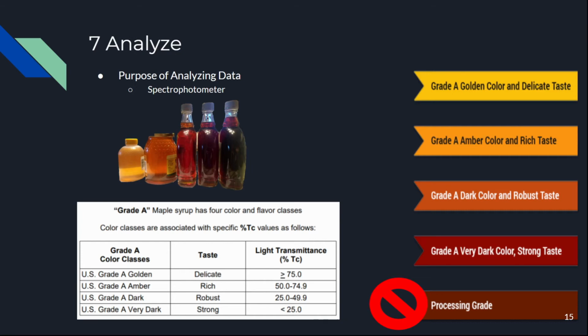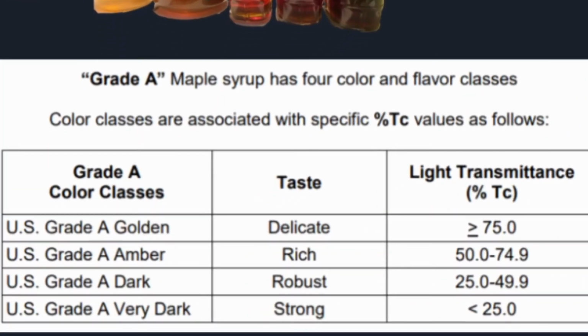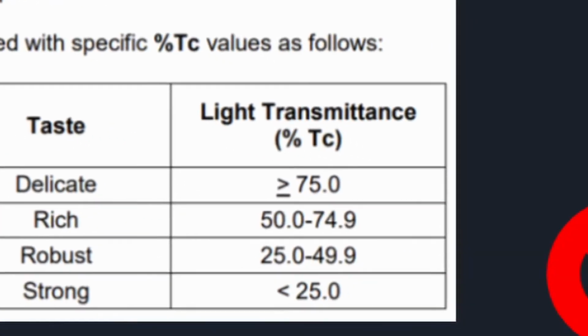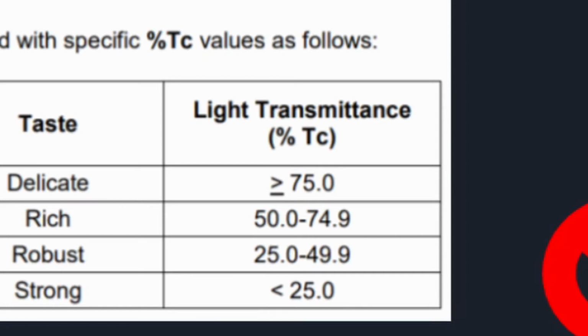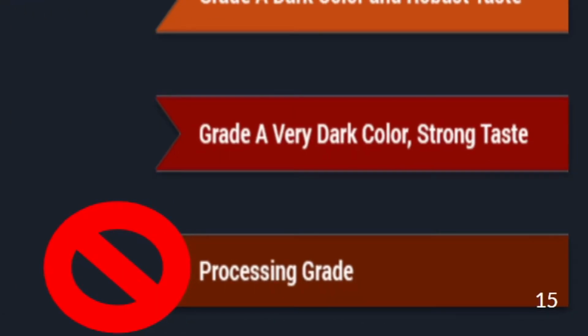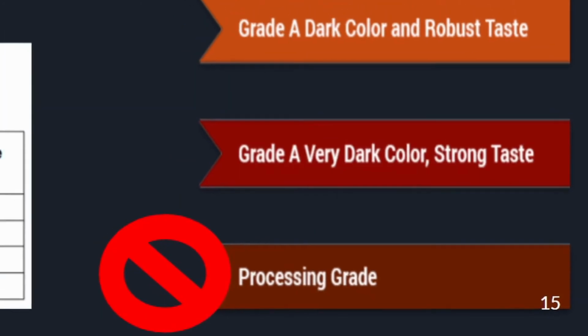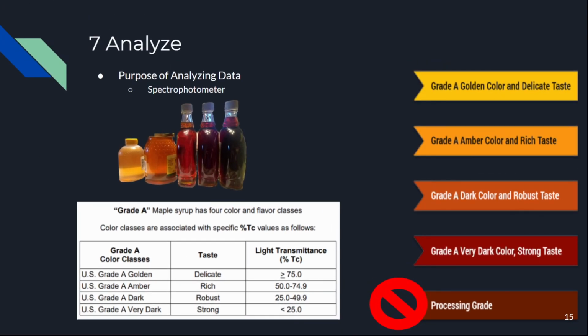So we tried out this experiment for ourselves. Maple syrup is categorized by taste as well as the amount of light seen through the liquid by using a spectrophotometer. Processing grade syrup is any syrup that has impurities or off flavors. Therefore, they're typically darker than the cleaner syrups. The objective of this survey was to see if people could notice a difference between maple syrup colors.